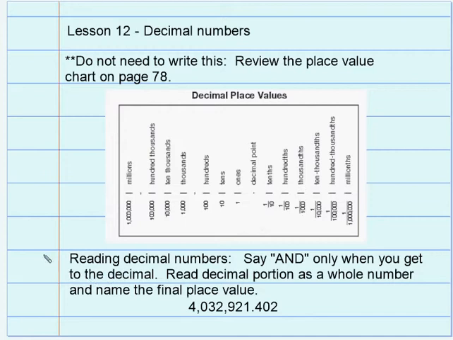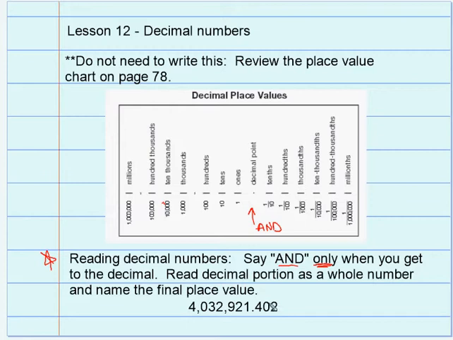When you read decimal numbers, this is pretty important, you say "and" only when you get to the decimal. So this is the only place you should say the word "and." And I know we're all guilty of it over here. We say something "and" 10,001, but that's not where it goes. We don't say it until the decimal point.